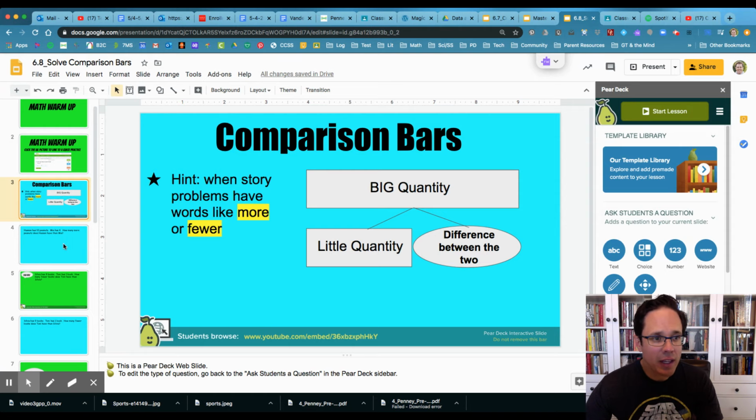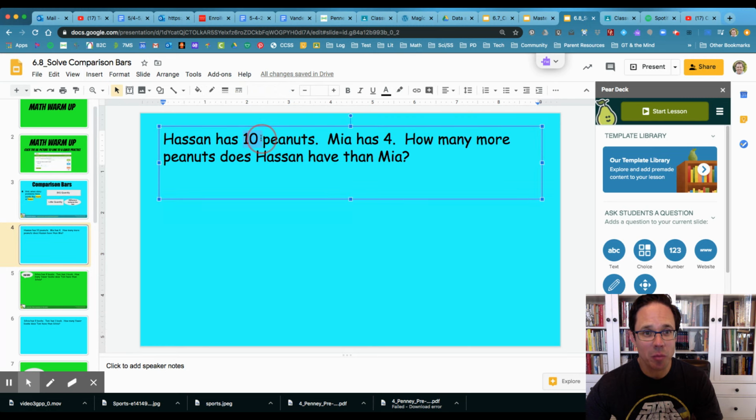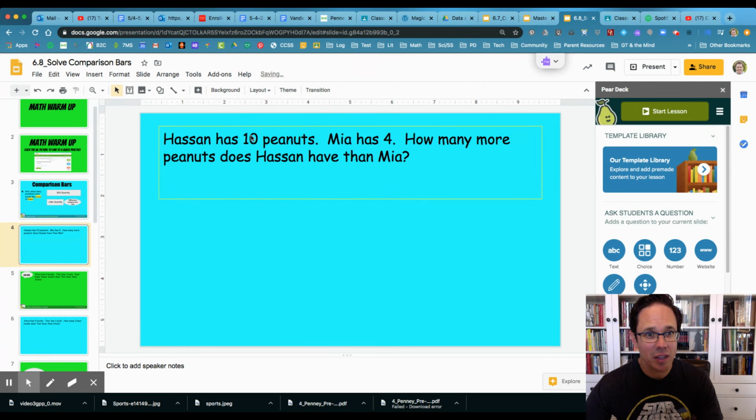Let's go ahead and check out this first problem. Hassan has 10 peanuts, Mia has 4. How many more peanuts does Hassan have than Mia? So first things first, let's go ahead and find out all of the most important parts, and we'll just go ahead and highlight them real quick. Let's see. Hassan has 10 peanuts.